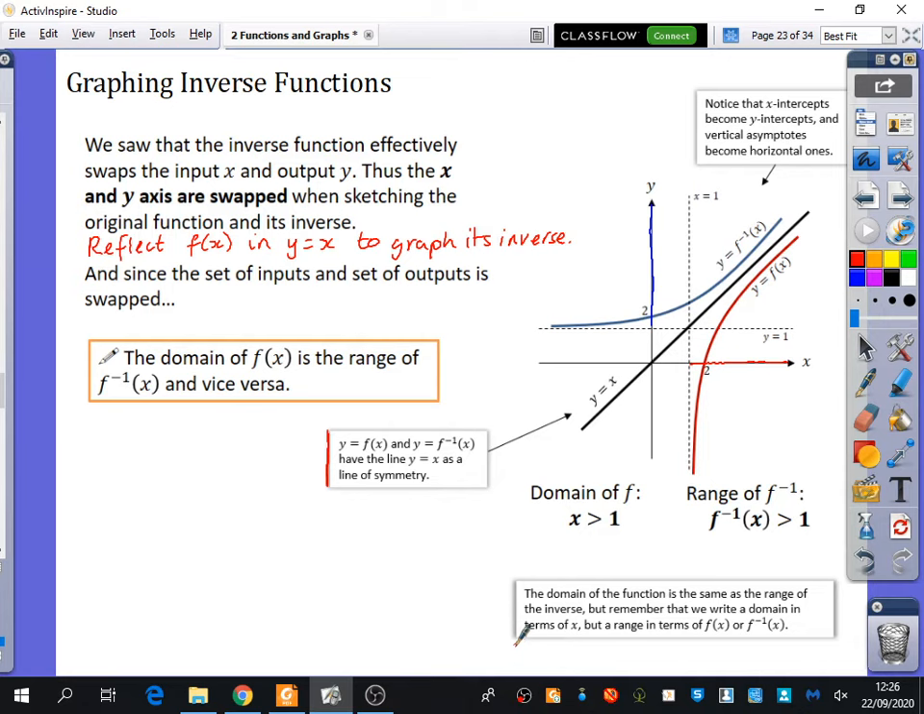But you would never write for the range of the inverse function, you wouldn't write that x is greater than 1. You obviously need to replace it and say that it's the inverse function. The range of that is greater than 1. Everything is swapped. Everything is switched, okay? Any questions on that before we try and apply it?